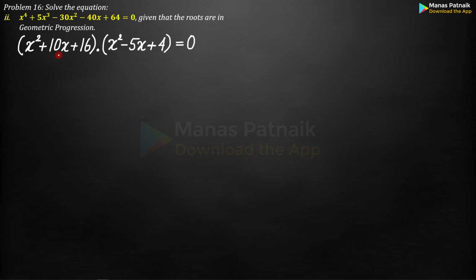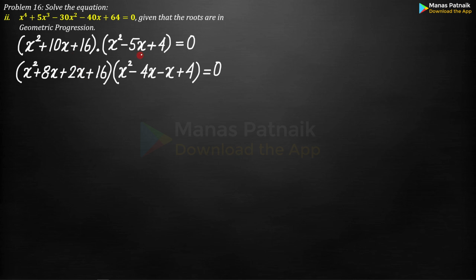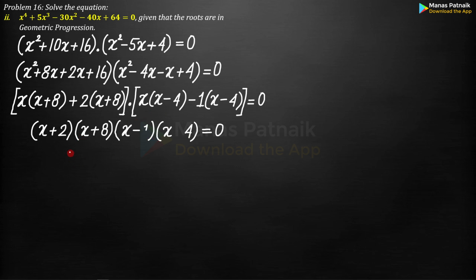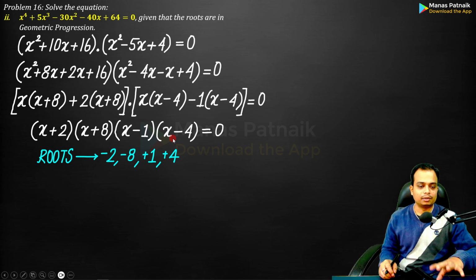You need to, by the way, factorize. So 16 into 1, 16, 8x plus 2x. Here, 4 into coefficient of x square is 1. 4 into 4, 1 is 4. 4 into 1, 4x, x. Done. x is common. Again, x is common. x plus 2, x plus 8, x minus 1, x minus 4. The roots are minus 2, minus 8, plus 1, plus 4. Here we go. So damn simple.